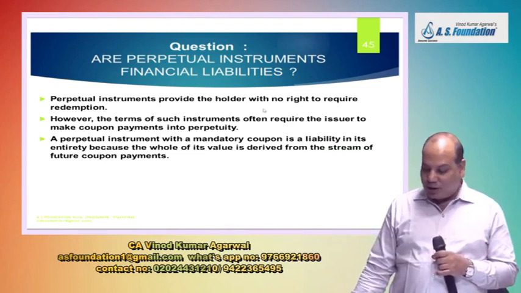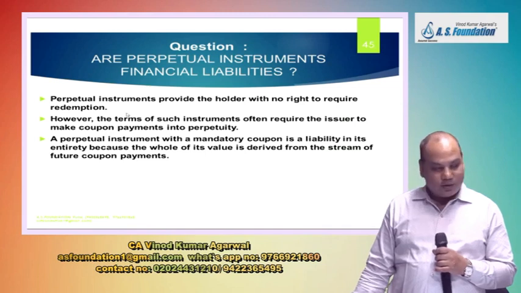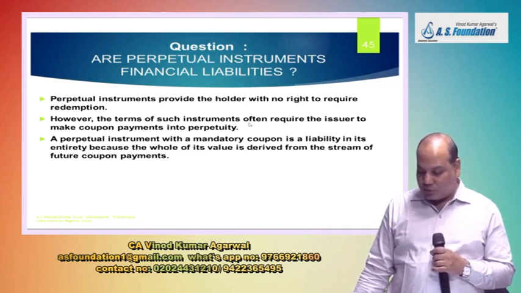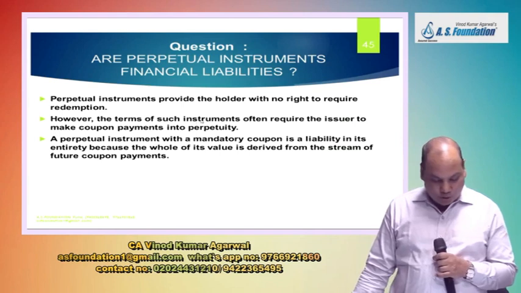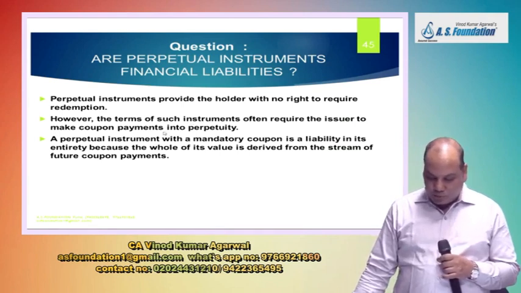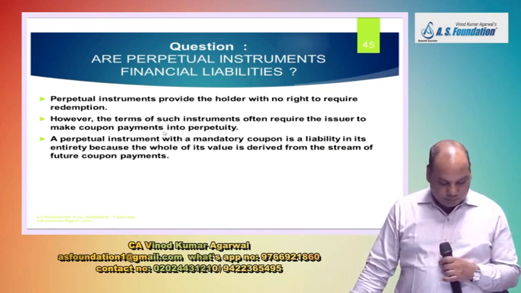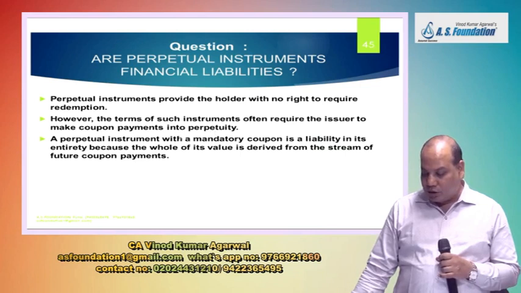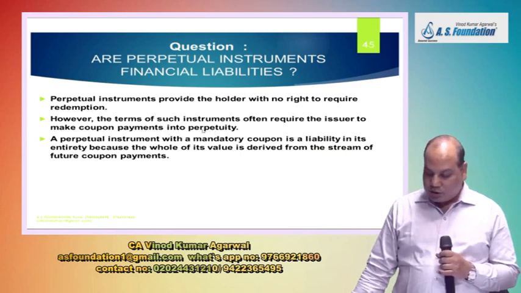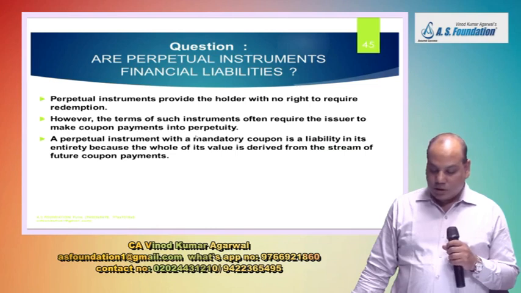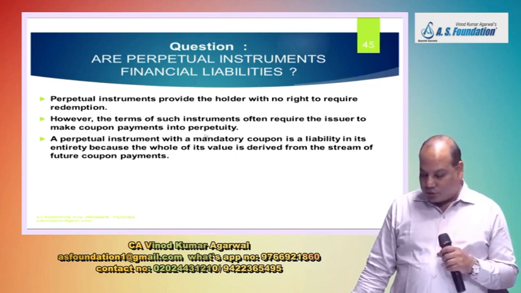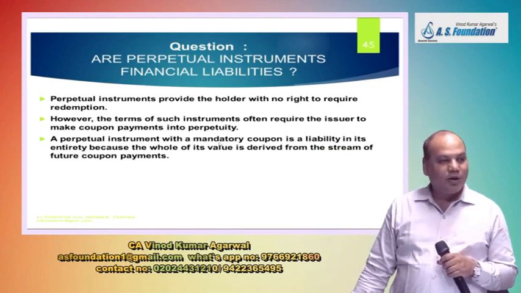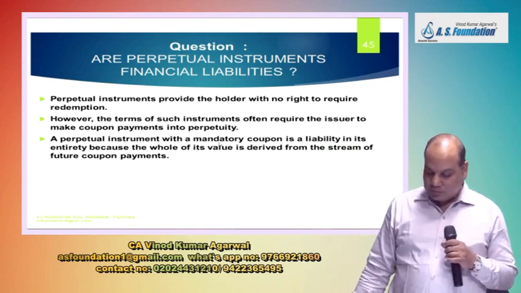Perpetual instruments provide the holder with no right to require redemption. However, the terms of such instruments often require the issuer to make coupon payments into perpetuity. So the answer would be, it will be a liability because there is an obligation to pay interest. Now, of course, it depends on the coupon payment. Is it mandatory or is it at the discretion?